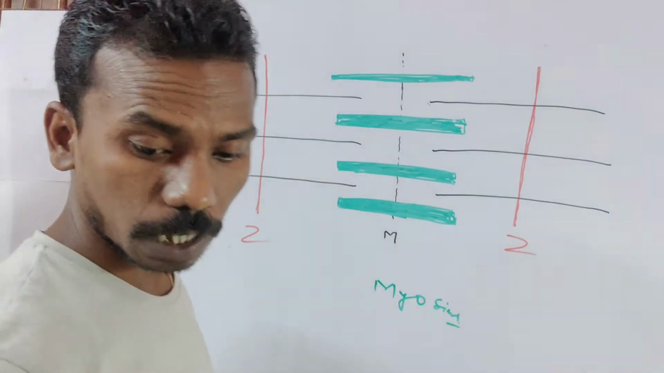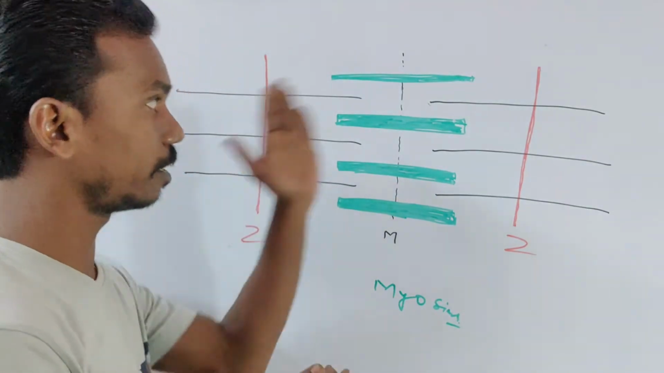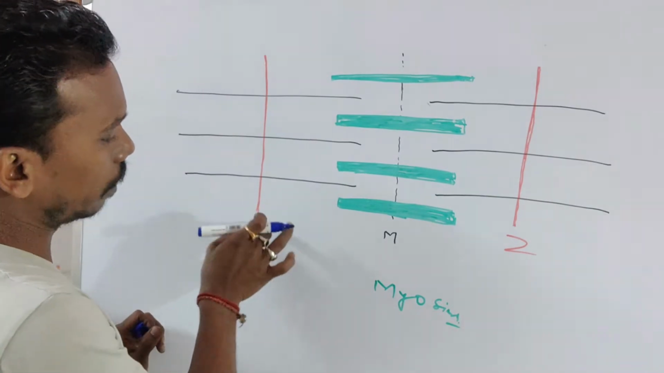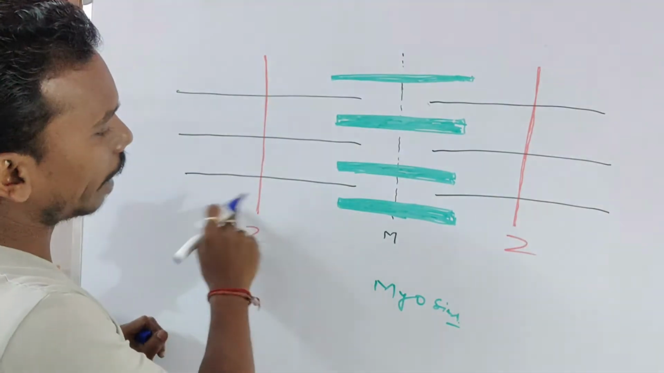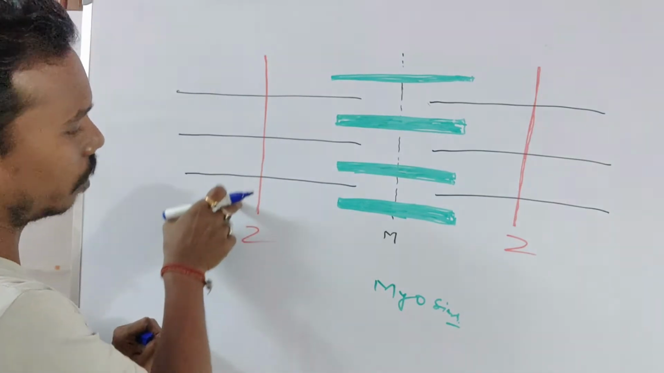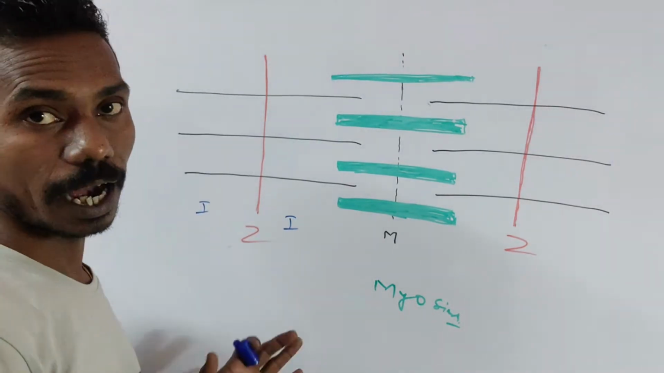Now let's talk about some bands present here. You can see some kinds of bands in the structure of the sarcomere. This is the Z line, and beside the Z line there are two bands. This one is a band and this one is a band. These bands are I bands.